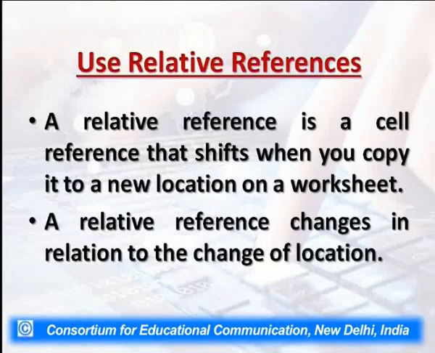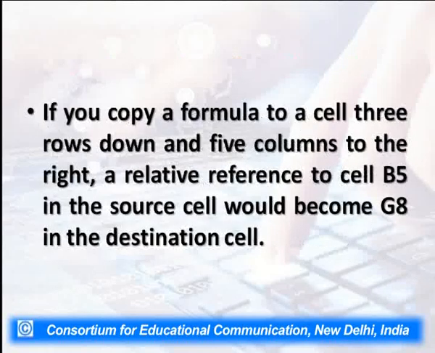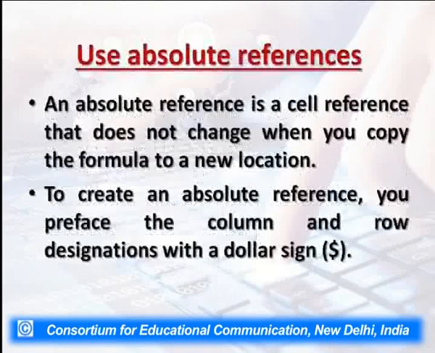Relative reference is basically a cell reference that shifts when you copy to a new location on a worksheet; it changes in relation to the change of location. If you copy a formula to another cell, it will change. The solution to this is an absolute reference, which is a cell reference that does not change when you copy the formula to a new location. To create an absolute reference, you need to preface the column and the row designations with a dollar sign. So, instead of I, you will write $I, and instead of 2 you will write $2. Basically, I2 will become $I$2.